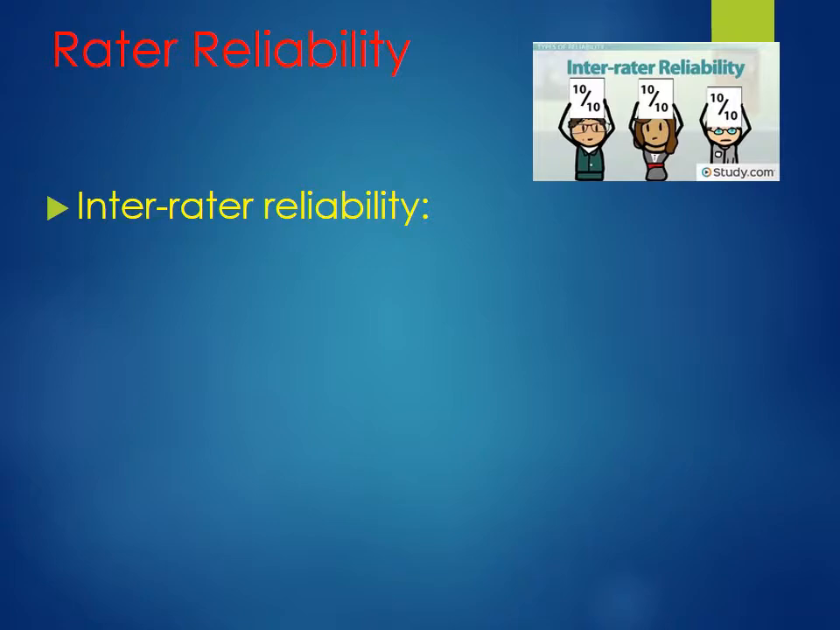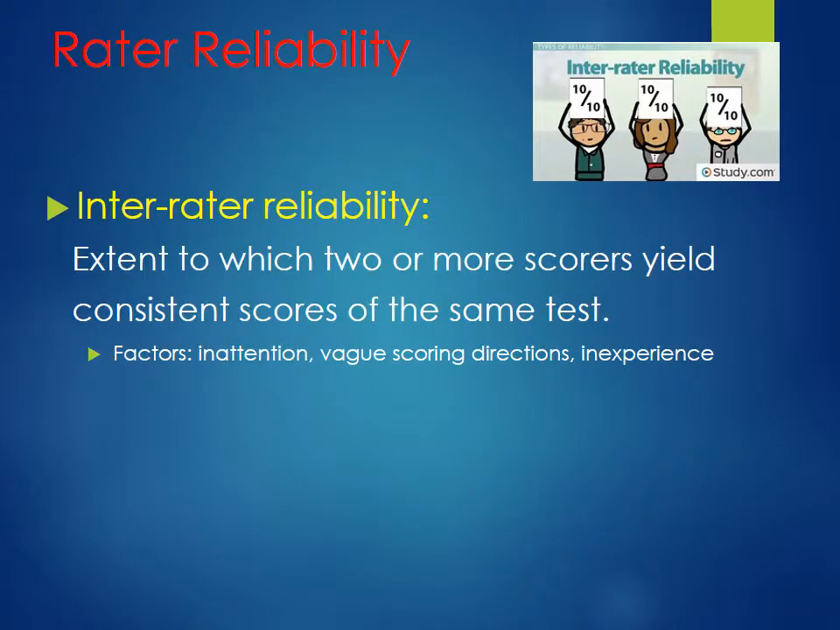Another type of reliability is what we call rater reliability. In other words, the consistency of how teachers or test administrators score assessments. The first is inter-rater reliability. This is about consistency of scoring between teachers. In other words, if you have 2 teachers scoring the same test, will they come up with the same or very similar score? Some of the factors that might affect that would be inattention or vague scoring directions, or perhaps lack of experience with the scoring procedures.